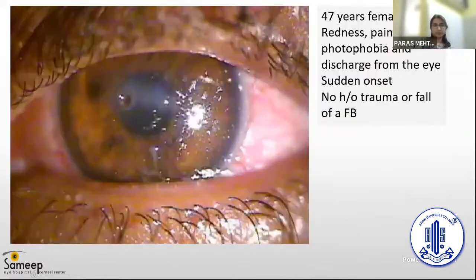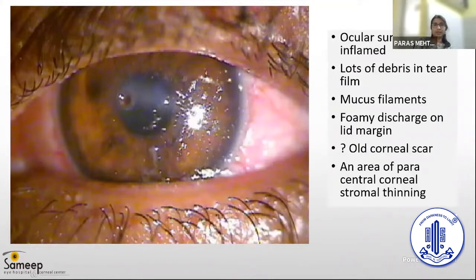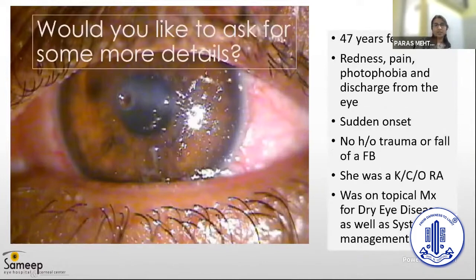Next, please. This is another example of a 47-year-old female who presented with redness, pain, photophobia, and discharge from one eye of sudden onset. She did not give any history of trauma or a fall of a foreign body. Next, please. As you can see here, the ocular surface is inflamed, there is a lot of muck on the surface, a lot of mucus filaments, there is foamy discharge at the lid margin, and obviously there is a small corneal superficial stromal scar suggestive of chronicity of the disease, and an area of paracentral corneal stromal thinning. Next, please. So would you like to ask for some more details in this case?